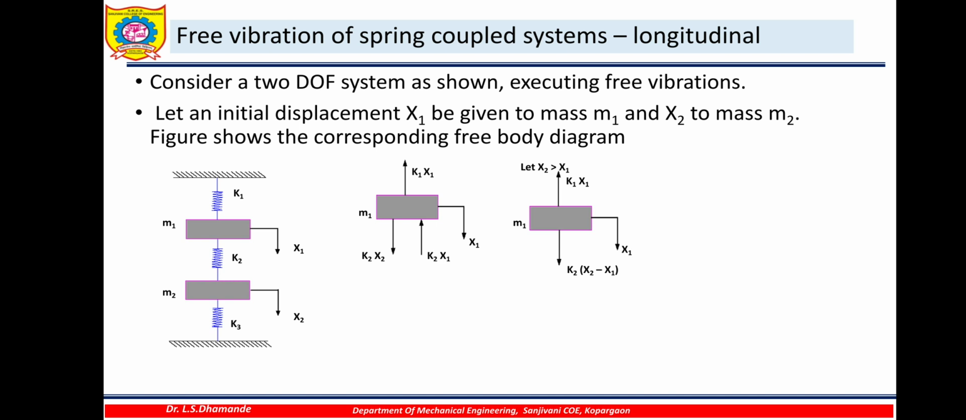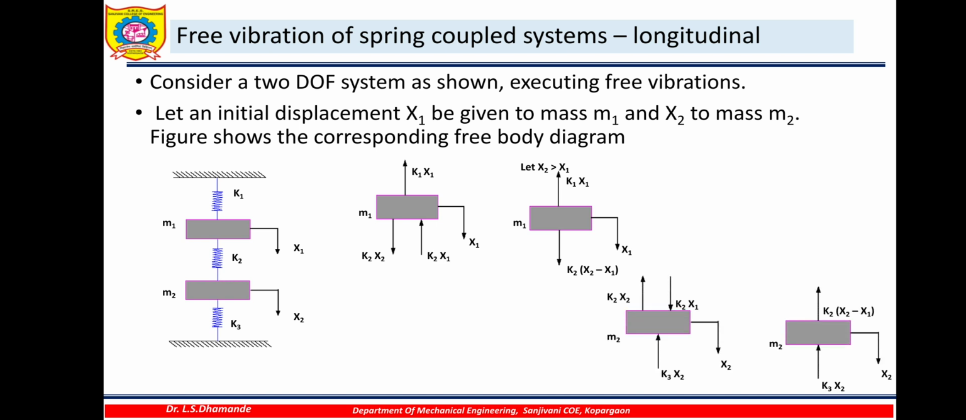Similarly, I can draw the free body diagram for the mass M2. In this case also I can show the forces here. X2 is the displacement in the downward direction, and K2 into X2 is an upward force, K2 into X1 a downward force, and K3 into X2 again an upward force. In the resultant, on the top side, the resultant force in the upward direction is K2 into (X2 minus X1), and in the downward direction it is K3 into X2.